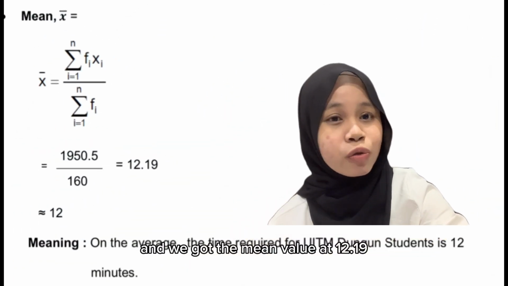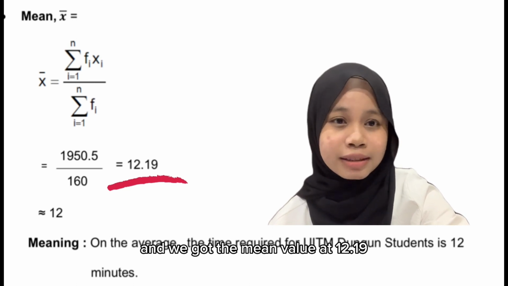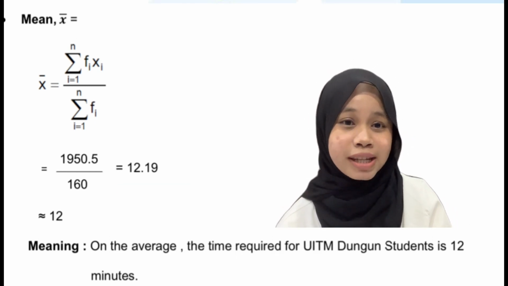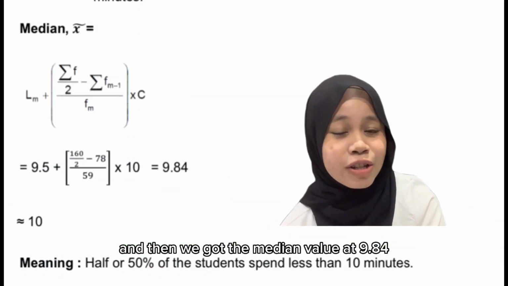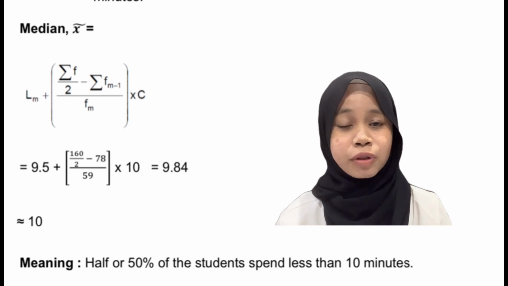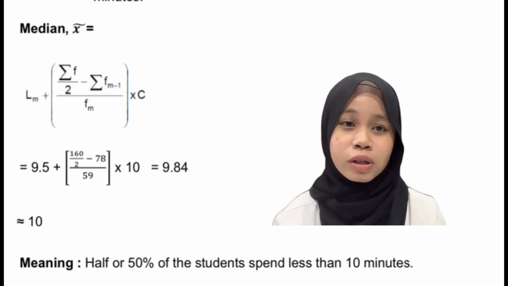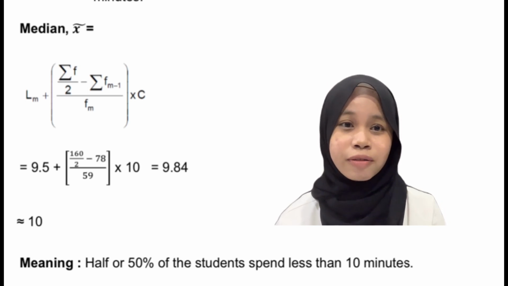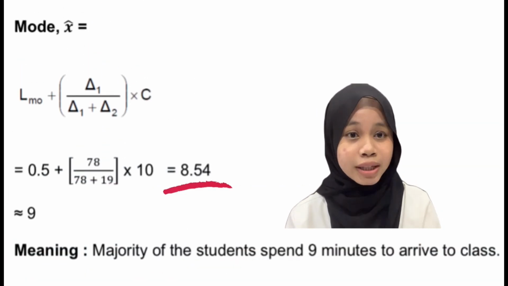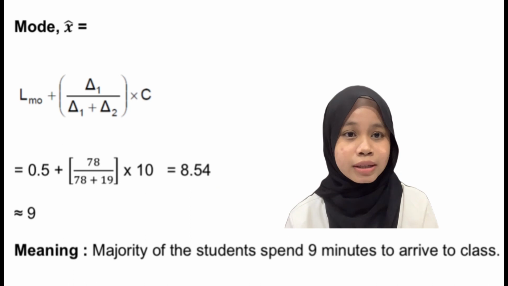Next, move on to the measure of central tendency, which is the mean, median, and mode. And we got the mean value at 12.19. On the average, the time required for UiTM Dengkil students is 12 minutes. And then we got the median value at 9.84, half or 50% of the UiTM Dengkil students spend less than 10 minutes. And for the mode value, we got 8.54, meaning that the majority of the students spend 9 minutes on the transportation.